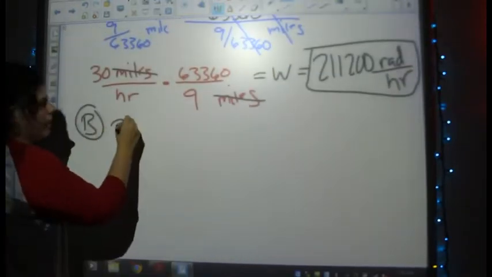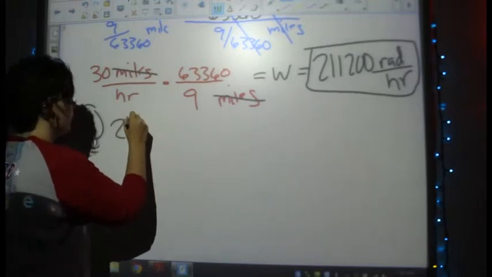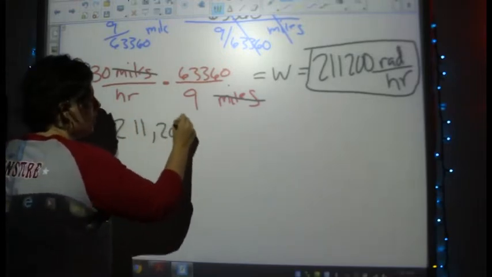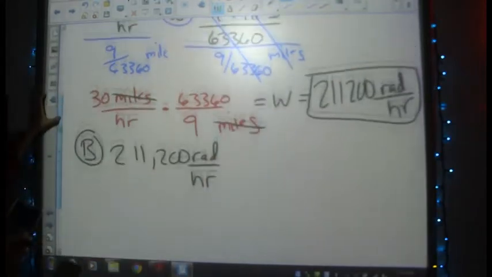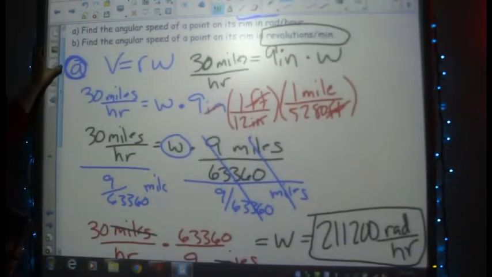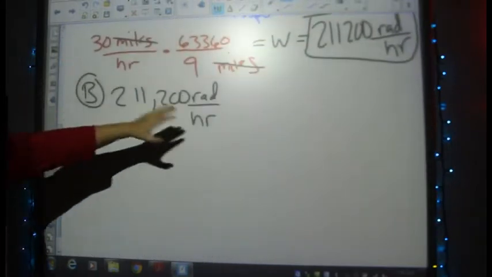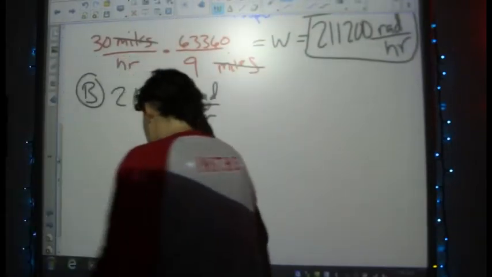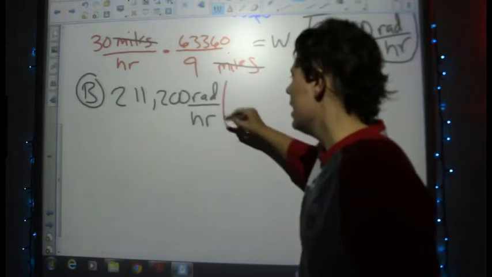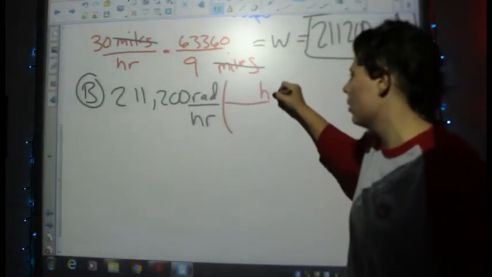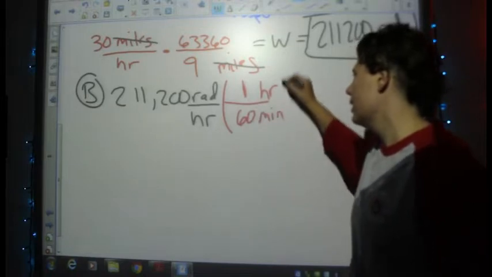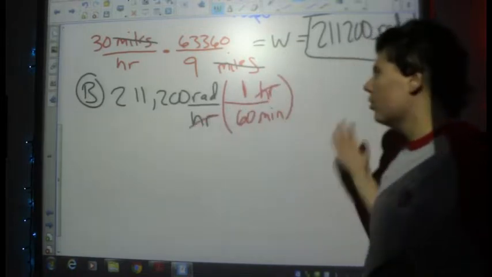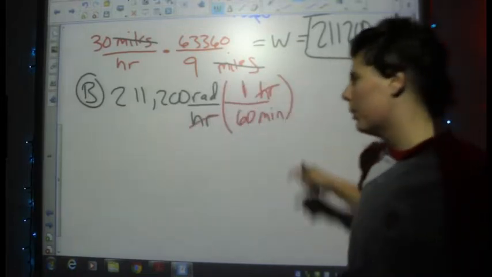So right now, I have 211,200 radians per hour. And according to my problem, it wants me to give revolutions per minute. So let's start with the hour, because the hours should be a pretty straightforward one. If hour's on the bottom, that means I put hour on top, and for every 1 hour, there are 60 minutes. The hours cancel, so now I have radians per minute.